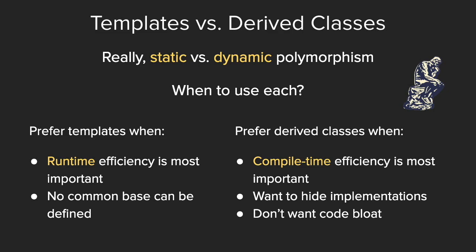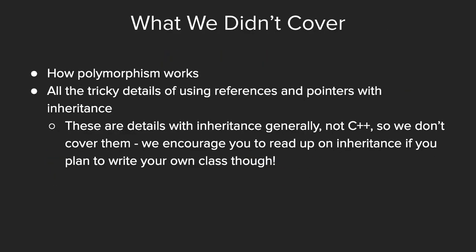Okay, to give you guys a bit of context, first, what we didn't cover, so that wraps up inheritance. We didn't cover how polymorphism works, and we didn't cover all those tricky details like base pointer b equals new derived, any of those, how do you resolve which function you're referring to? Those are all of the tricky details of inheritance.